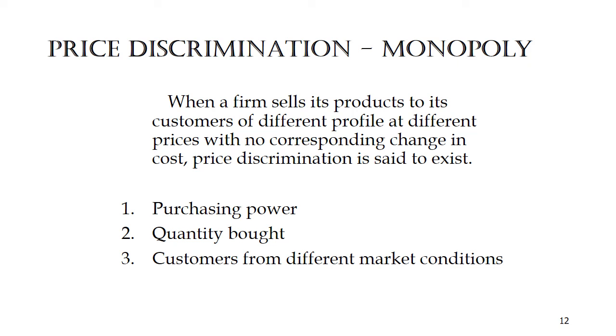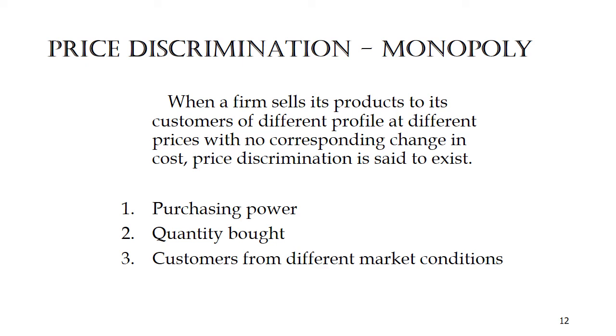Then we will see price discrimination, as we already discussed. This is one of the features of a monopoly structure. So what is this? It is when a firm sells its products to customers of different profiles at different prices, the same product but different prices with no corresponding change in the cost. Actually the cost may be the same, but they charge different prices for different customer bases. It is called price discrimination.